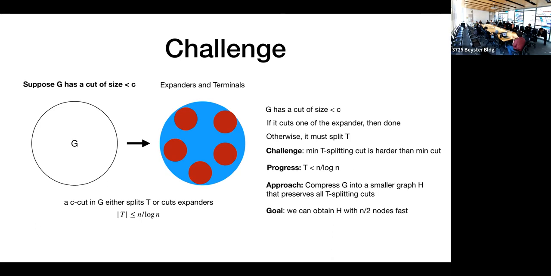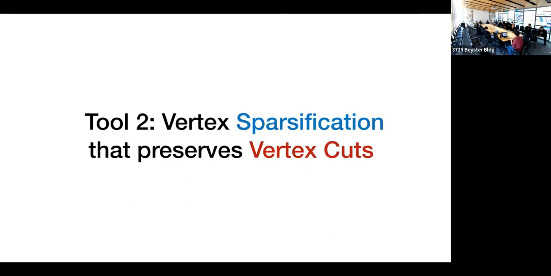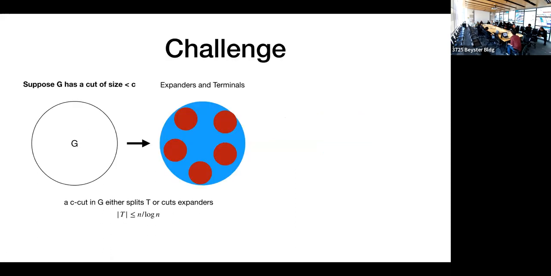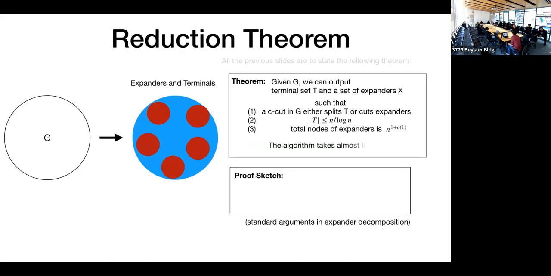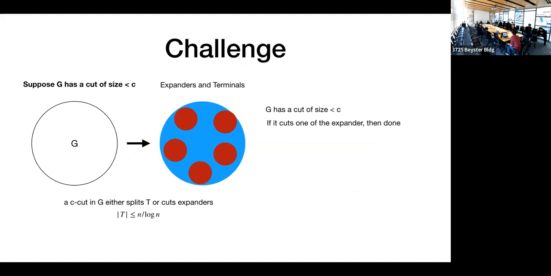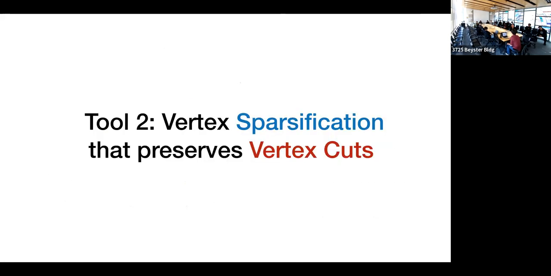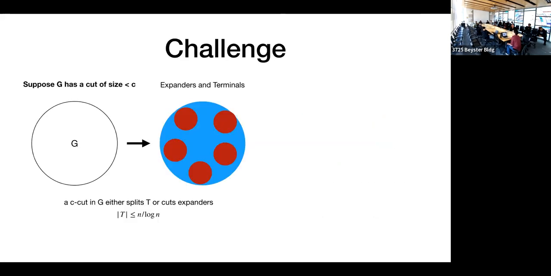Okay, so this leads to the final tool that we need here, which is the vertex sparsifier that preserves the vertex min cut. Is there a loss in doing that? Is there any approximation? The cut preserving is exact, but it is parameterized: it preserves cuts only if they are small. Yes.